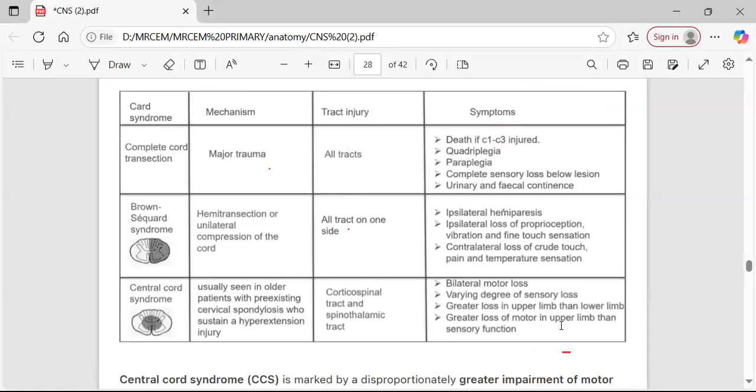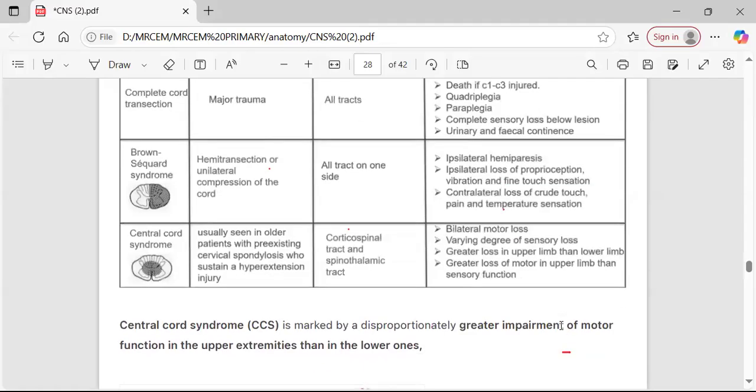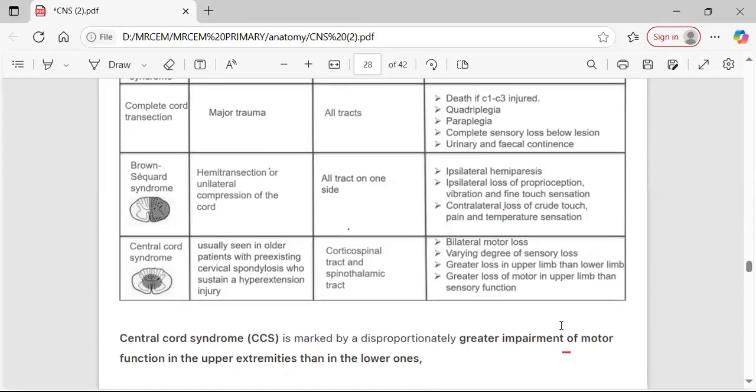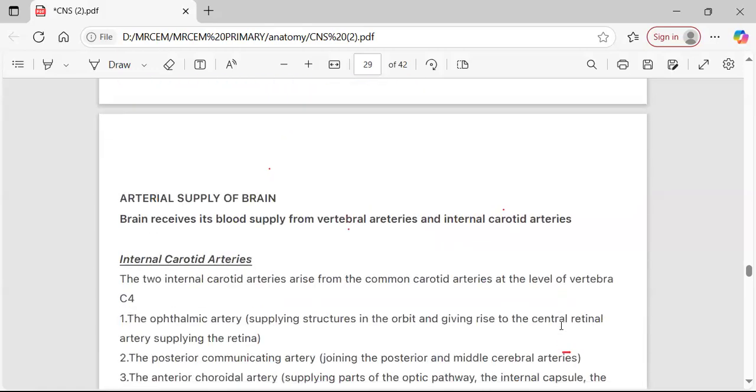Typical major trauma: Brown-Séquard is a hemisection, usually. Central cord is usually in a patient with a pre-existing spine condition. So that's important. For the central cord we have discussed greater impairment of the motor function compared to the lower limb.